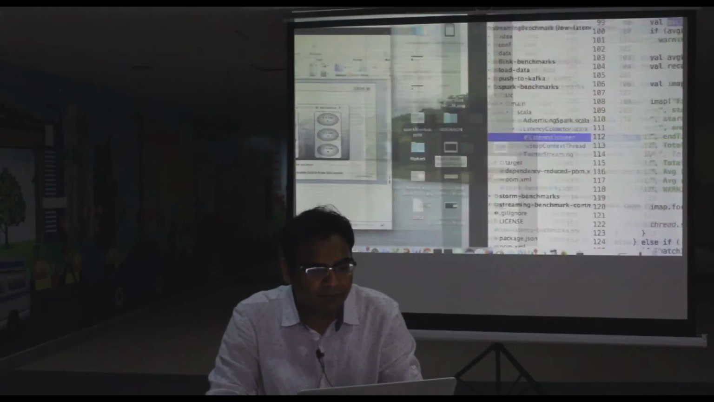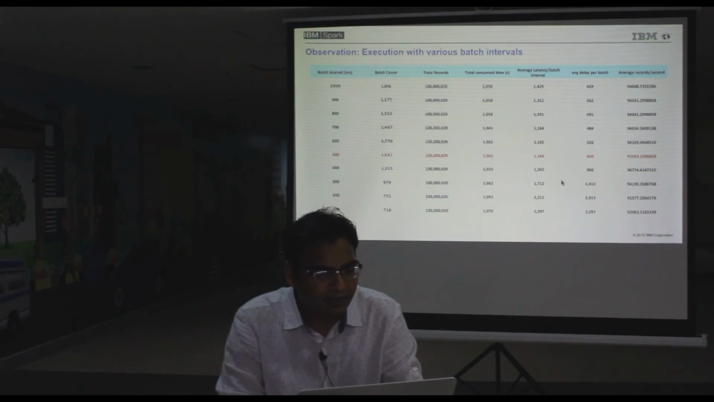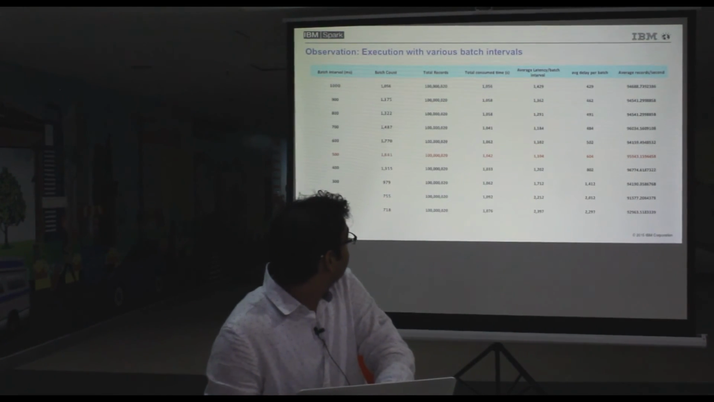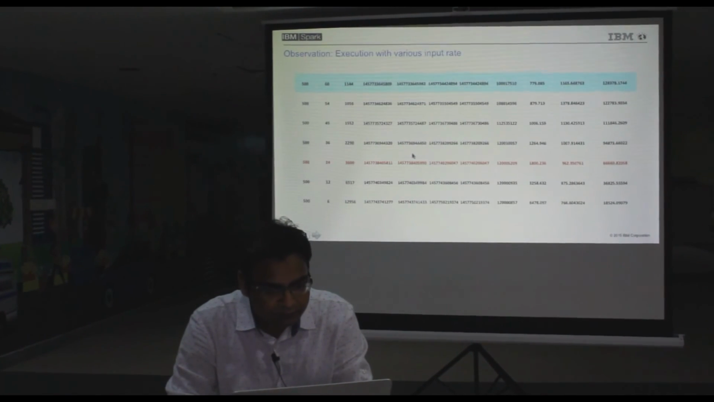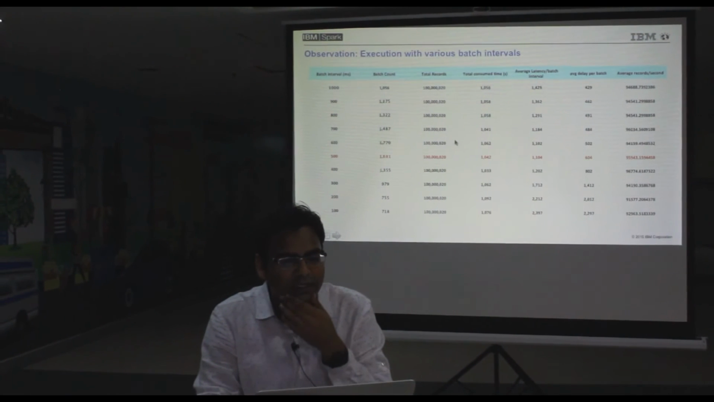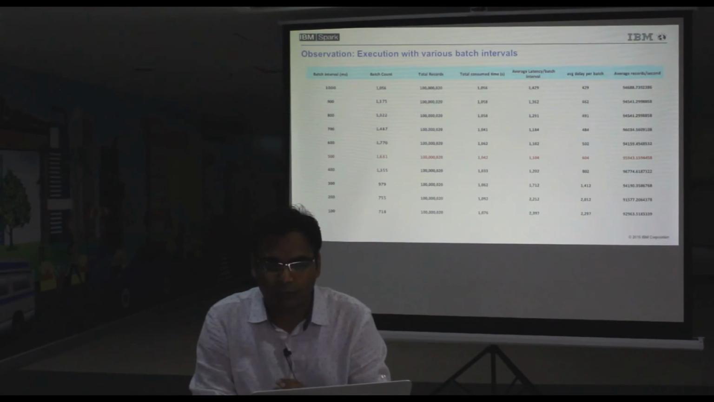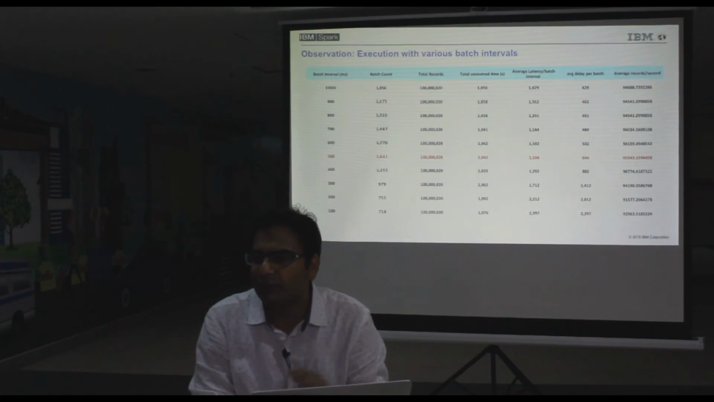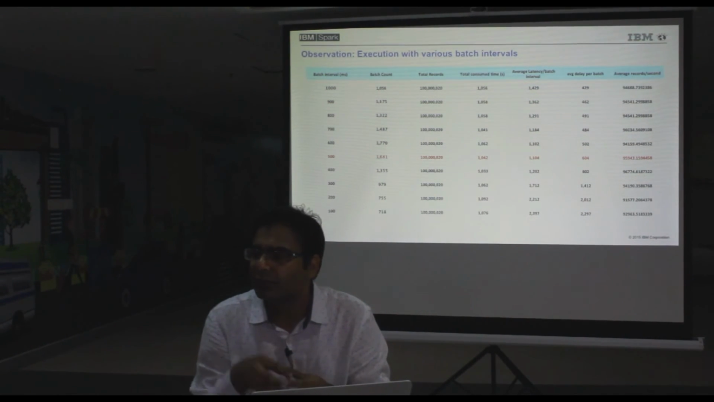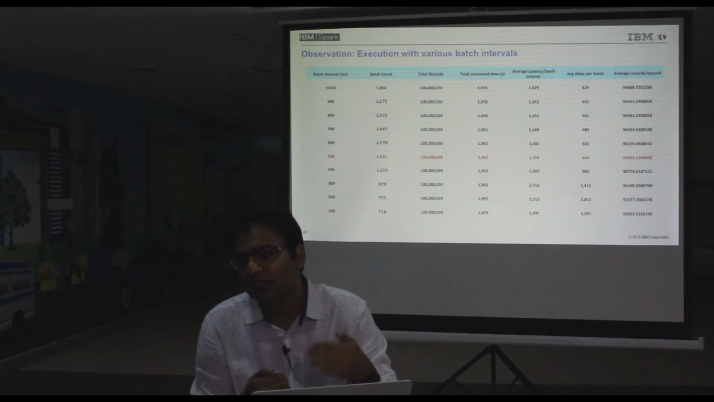And what we have observed till now: we started executing with different batch sizes. We started with a 1 second batch, 2 second batch. Our processing time was 400 milliseconds. When you have a processing time of 400 milliseconds, a 1 second batch goes smooth. You won't have any problem. By the time a batch gets started, the previous batch is finished. So it goes easy.